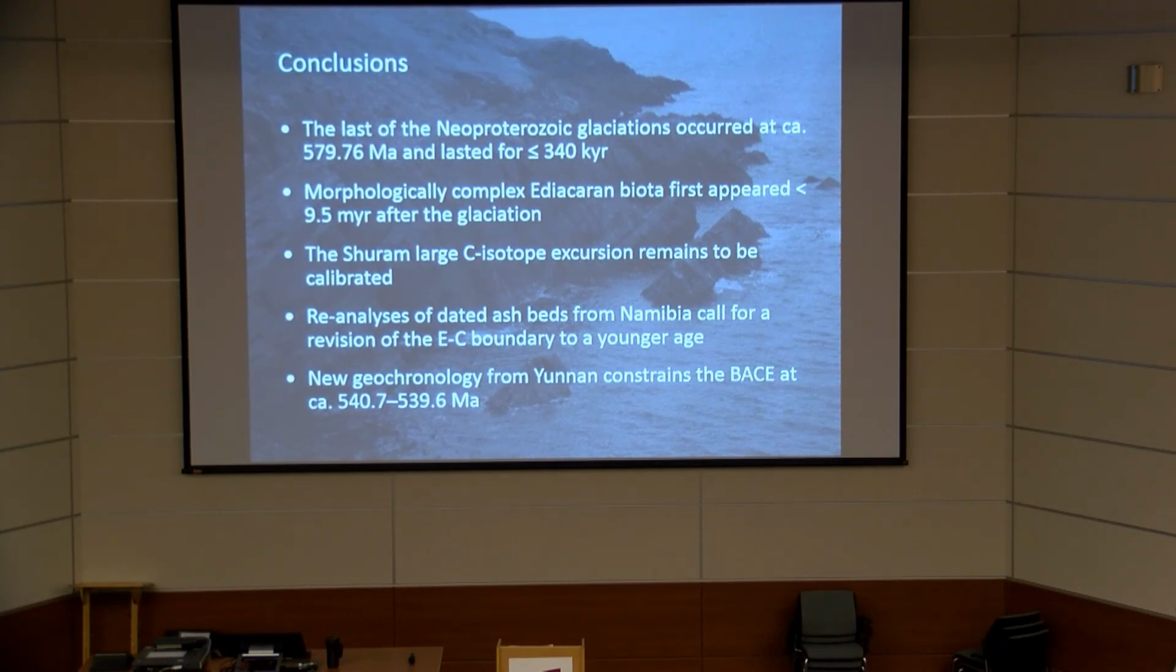The ones from Namibia obviously show younger age constraints on the boundary. And the new geochronology from Yunnan tentatively puts the boundary between 540.7 and 539.6. So it necessitates a reevaluation of the age of the Ediacaran-Cambrian boundary, for sure, consistent with other data that are coming out from other labs on various Ediacaran-Cambrian boundary sections.